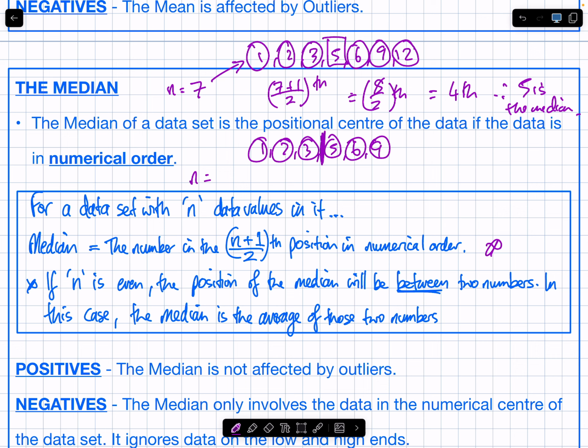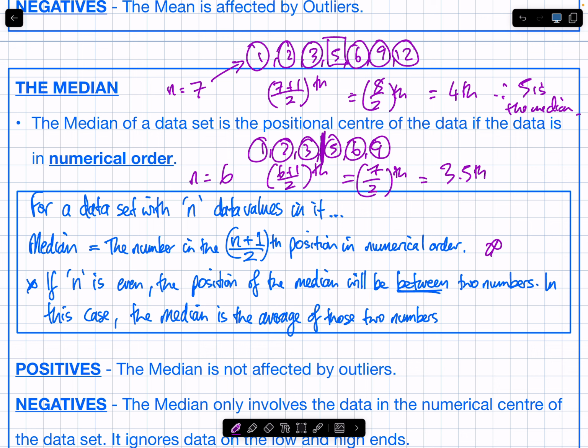So what is n for these numbers here? How many numbers are there? 1, 2, 3, 5, 6, 9? 6. Use the formula: 6 plus 1 over 2. What is 6 plus 1? 7 over 2. Is 7 over 2 a nice number? No, it's 3.5. But what is that saying? 3.5 is between what? That's what the formula tells you. So the position of the median is the 3.5th number, which is halfway between the third and the fourth.